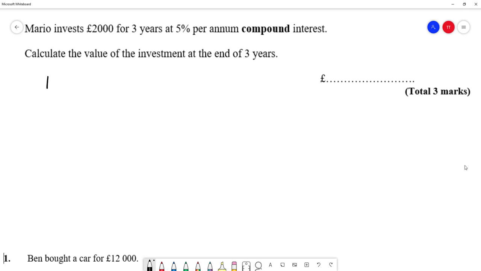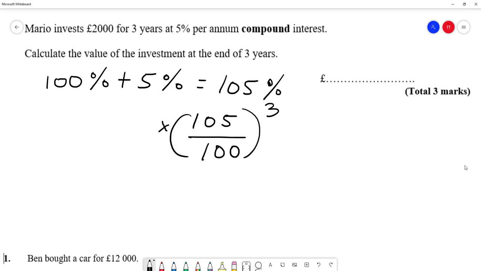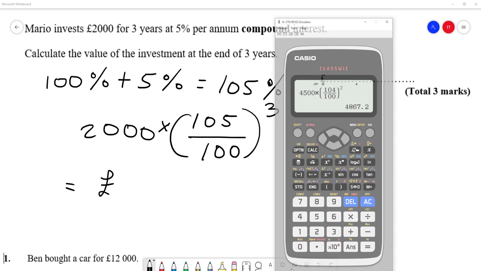So we do 100% plus 5%, which is 105%. So we do 105 over 100. Now it's the power of 3 because it's 3 years, times by the original investment. In our case, it's £2,000. Don't forget, because it's money, you've got to round your answer to 2 decimal places always.